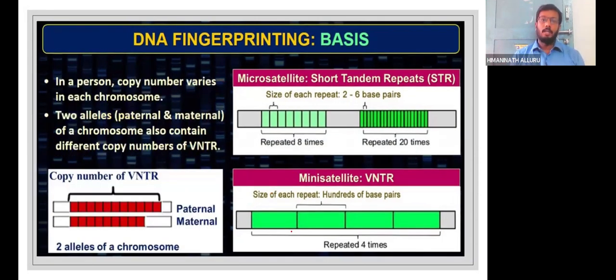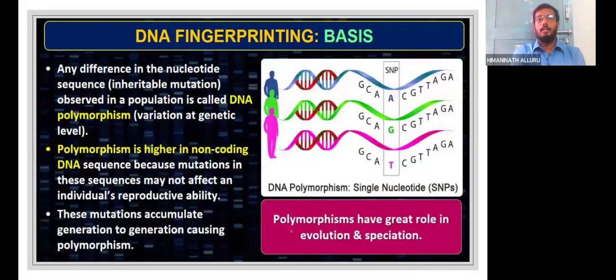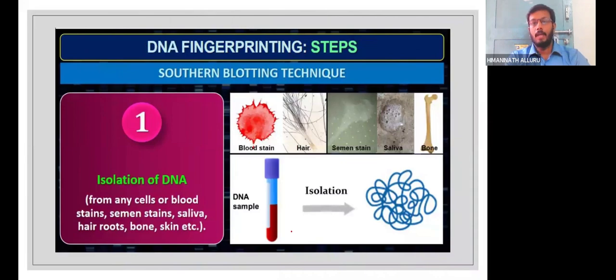Now what is happening? Person 1 VNTR, person 2 VNTR. Many adenines are repeating, many guanines are repeating, whatever we are going to make into segments. We are going to compare the repeated sequences of two different individuals. But how do we visualize it? Students will have the doubt. For that, next we are going to see that this is done with different methods. Six different steps will be used. The first step is that the DNA will be isolated from any of the samples.